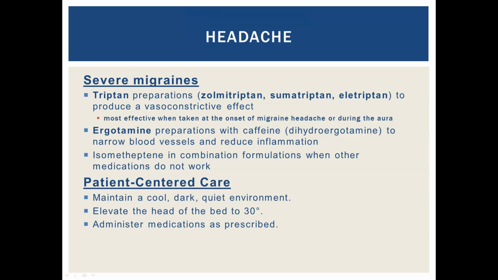So again, from my perspective as a nurse, we need to teach them about these triptan medications. We need to make sure that we're talking to them about the add-on medications and the fact that most of them are going to contain some sort of caffeine. Maintain a cool, dark, quiet environment for them. Make sure we have the head of the bed elevated to at least 30 degrees. Positioning will help with them. And again, that's also because of the decreased muscle tension. And then make sure we're giving them medications as prescribed.